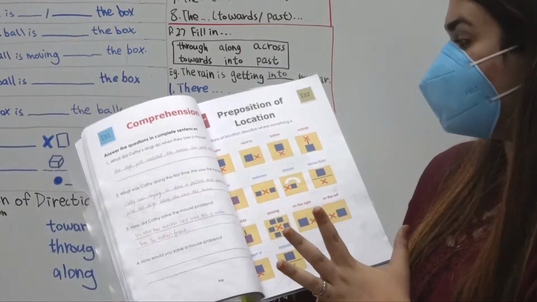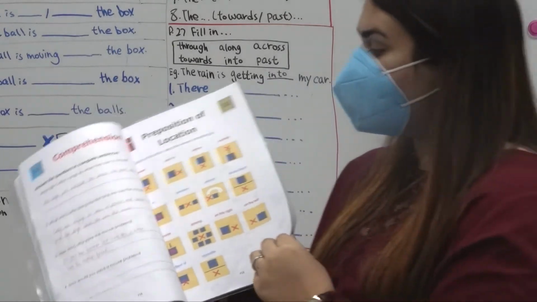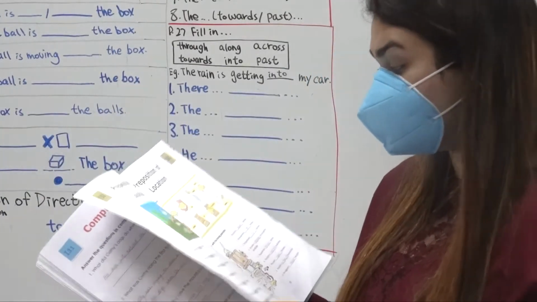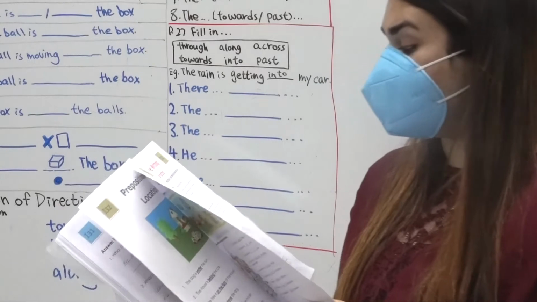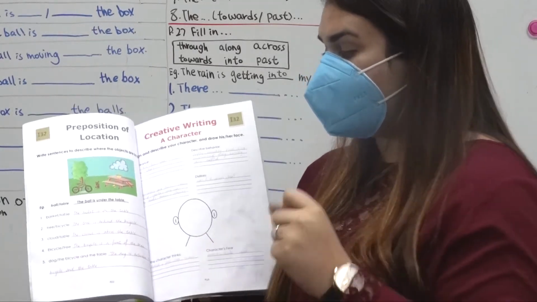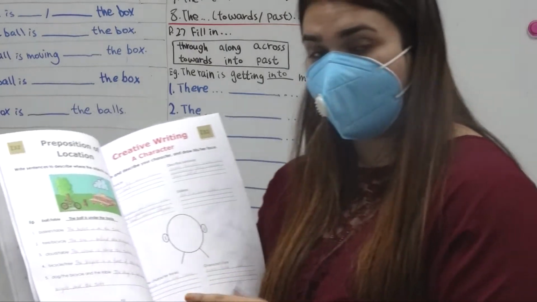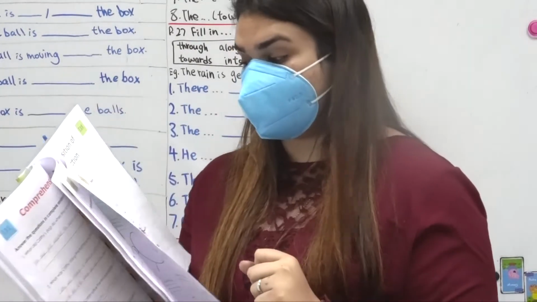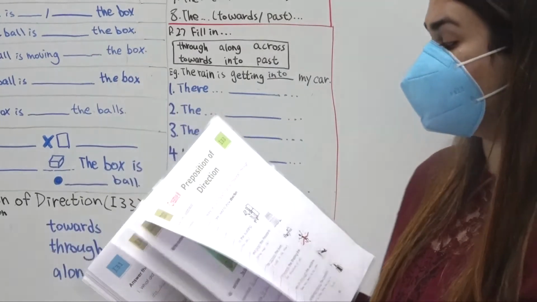That's all we learned last time, right? Prepositions of location, and last time we did exercises on them. And last time I assigned you one homework, which is creative writing, a character about yourself. Have you done that? Good job if you have. If you haven't, remember to do it, okay?